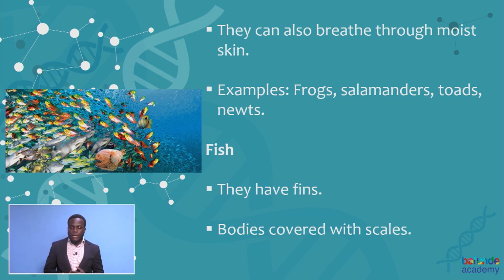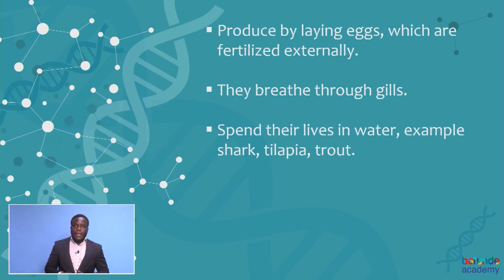So these scales protect their body, of course. And these scales also are a form of survival in water. Then fish also reproduce by laying eggs, and then these eggs are fertilized externally. They breathe through gills. You've seen maybe, let's say your mom comes back home with a good fried fish. Close to the eyes, there are always gills, and those gills are what the fish use to breathe. And they spend all of their lives in water. So when they are removed from water, of course they die, because we humans, we feed on the fish.